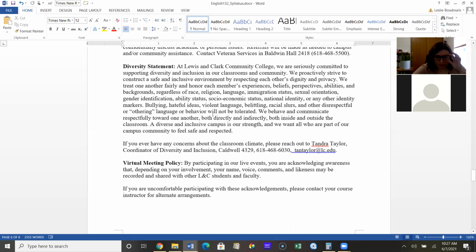Diversity statement, I think this is really important. You can kind of read that a little bit. What I really want to focus on is disrespectful language or terms. The college and myself, we're not going to tolerate it. So bullying, hateful ideas, violent language, belittling, racial slurs, any disrespecting or othering language will not be tolerated. That goes for in the chat, inside during class, in papers, in complex book entries, anything. Not going to tolerate that. So very much a respectful space.